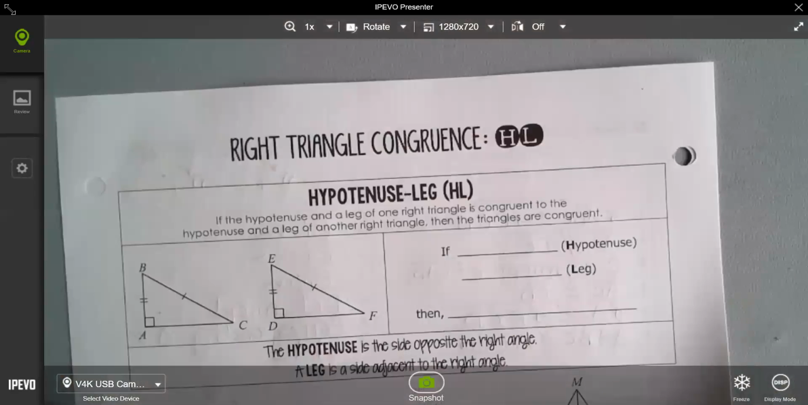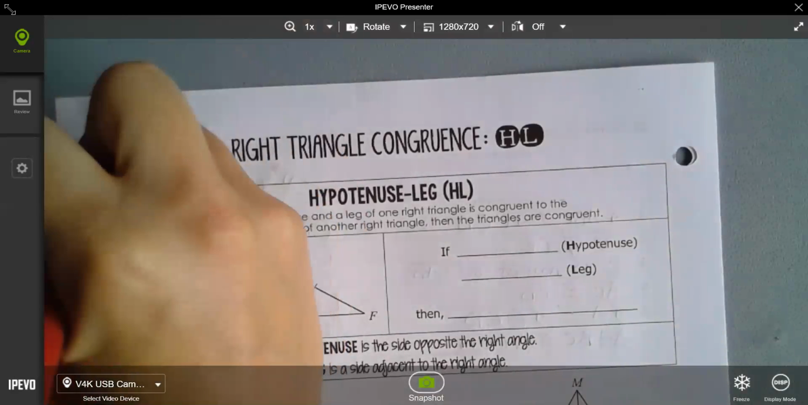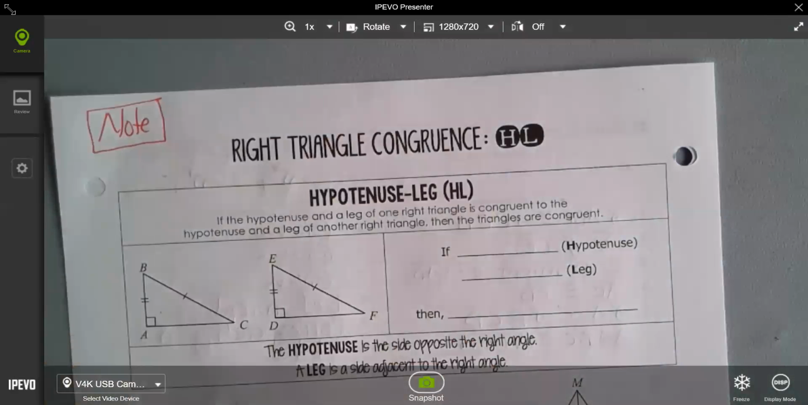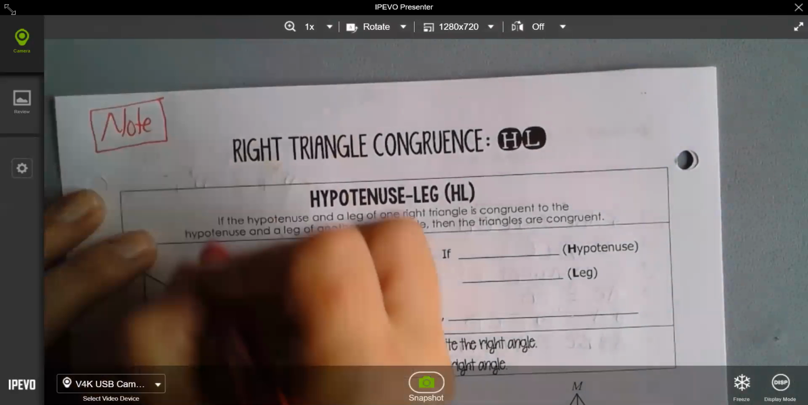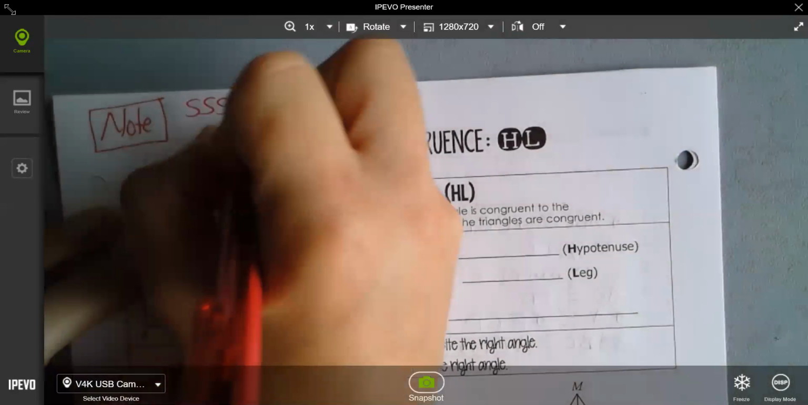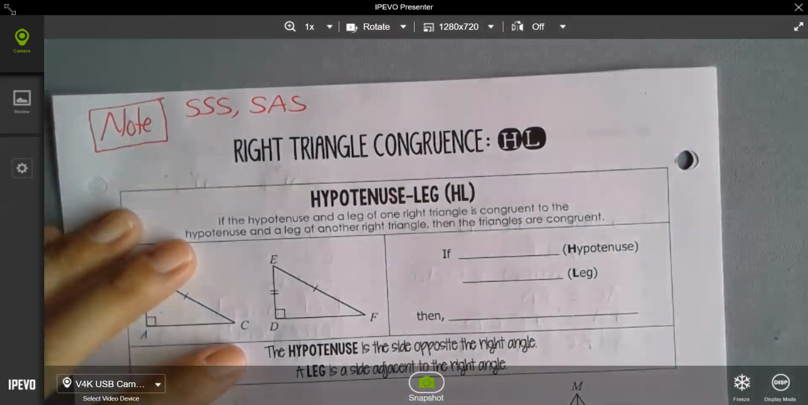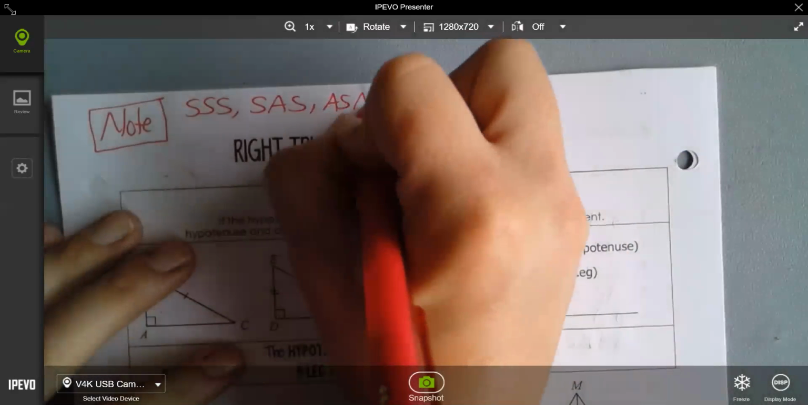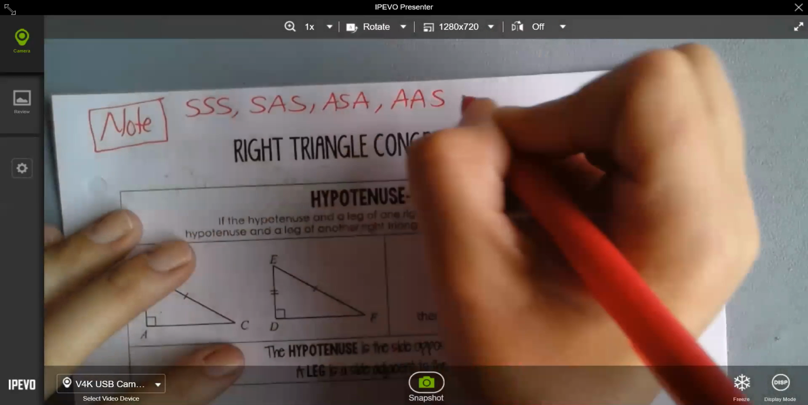All right, on the back side here, I want you to note, these are the ones that we have that prove that triangles are congruent. We learned about side, side, side, and then side, angle, side. Today we added on angle, side, angle, and angle, angle, side.